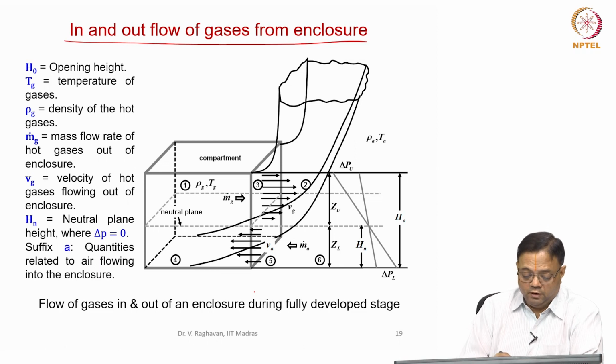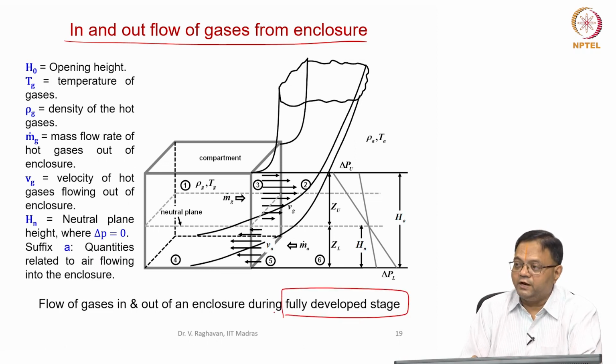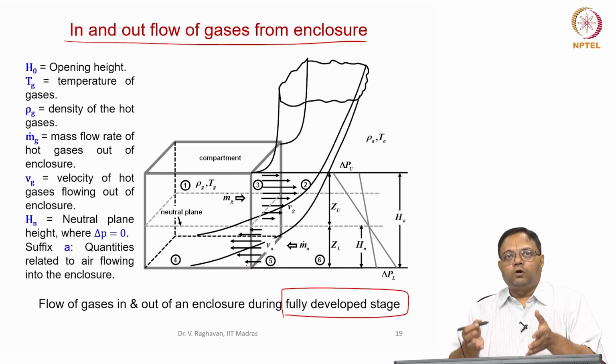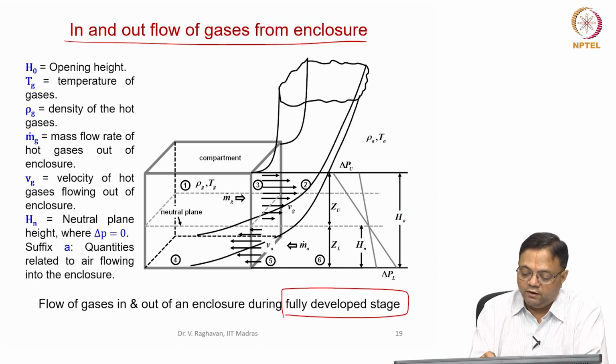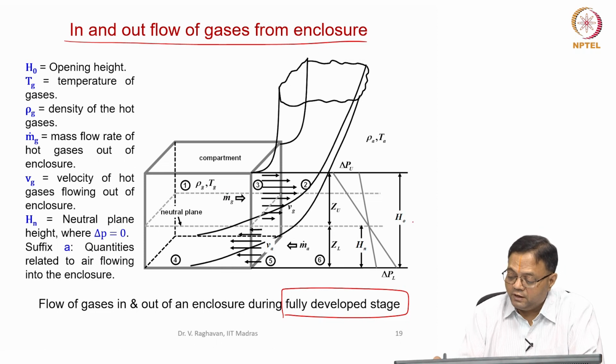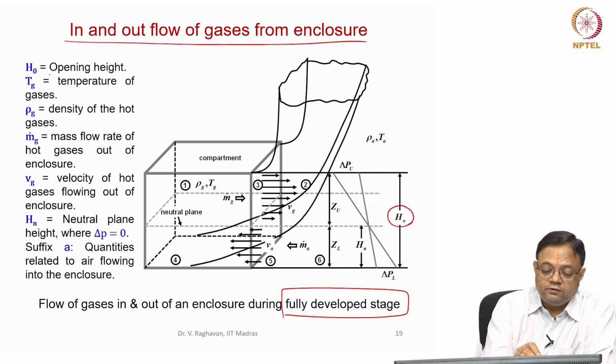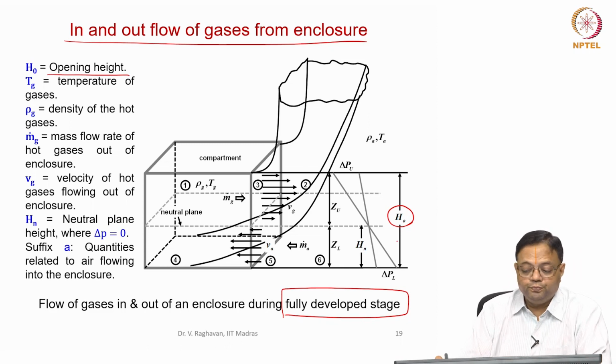So, let us consider the fully developed fire stage. What happens is there is a fire source somewhere and there is a plume over the fire, and it goes and hits the ceiling and a ceiling jet forms. That is, the smoke hits the ceiling and forms a ceiling jet. Now, let us say there is an opening, as shown here, of certain height h naught.